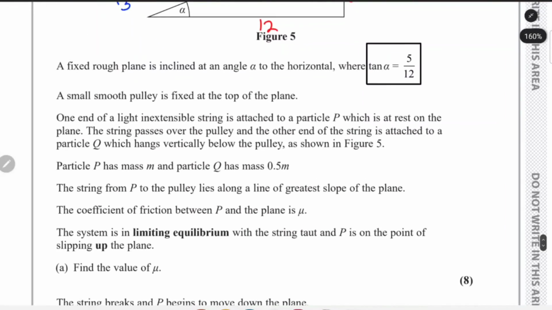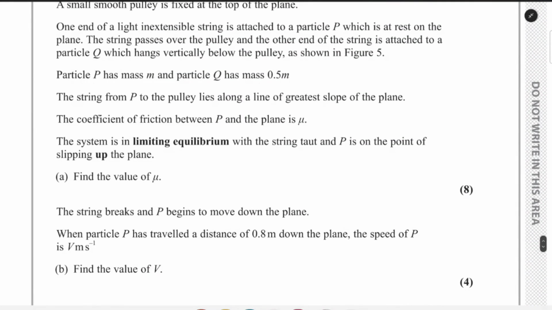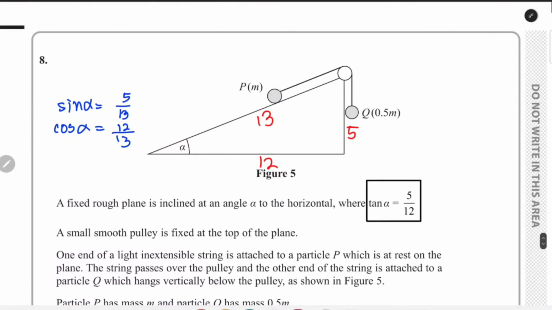In question A, it's given that the system is in limiting equilibrium, the string is taut, P is on the point of slipping up the plane. So P is slipping up the plane, so there will be a maximum friction downward. So this is mu R, and we'll also have the component of weight down there, so mg sin theta, and on this side we'll have the tension. This will be the tension and this will be 0.5 mg.